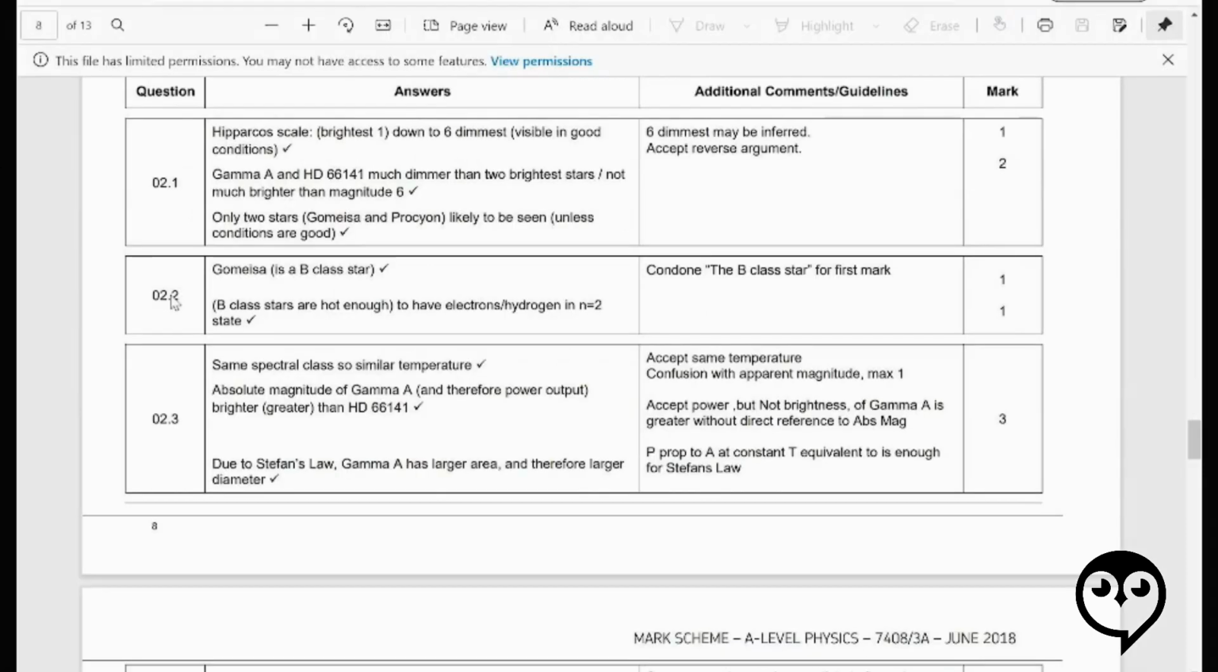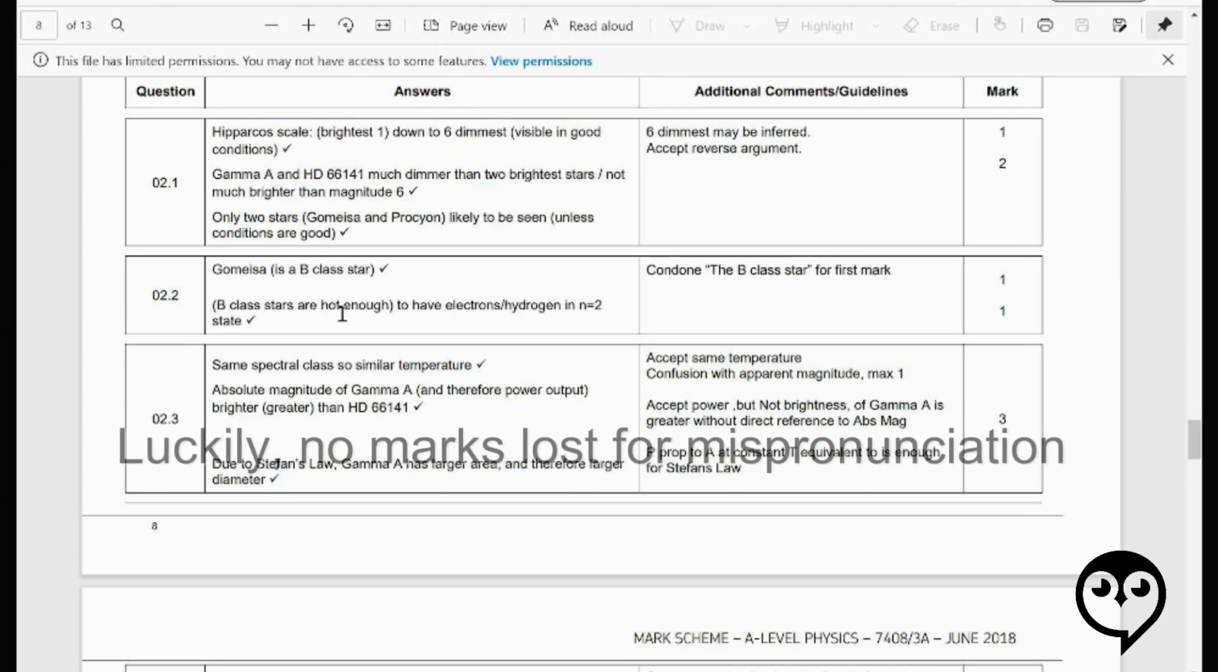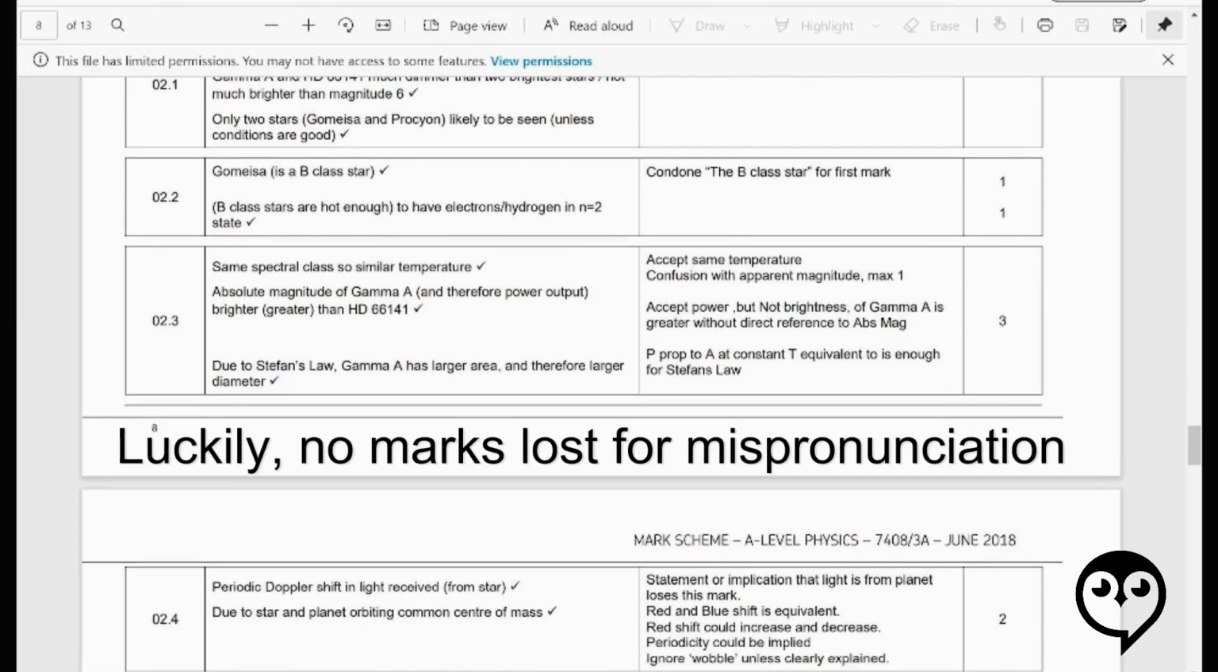Okay, taking a look at the mark scheme for our answer. The Hipparcos scale is from brightest 1 down to 6 dimmest, and these guys are kind of dim, and only the other ones would be seen, so that's fine, I think, for 3 marks. We had said Gomeisa was B class, and it's going to be the one hot enough. Gomeisa.